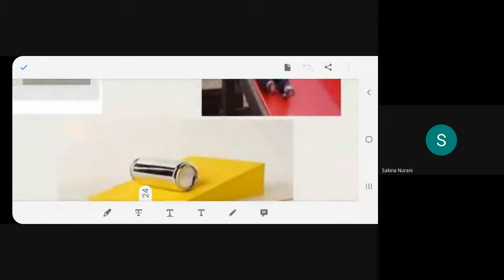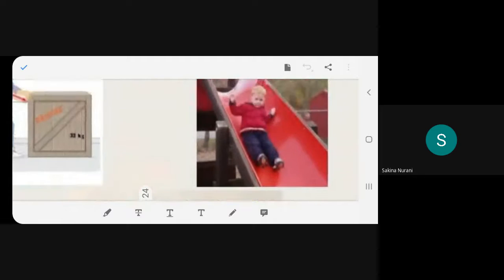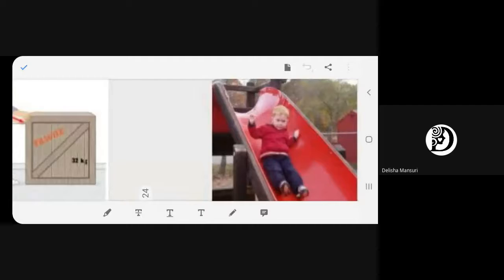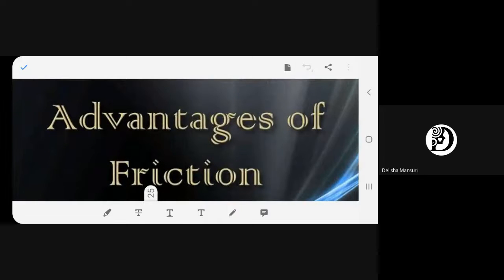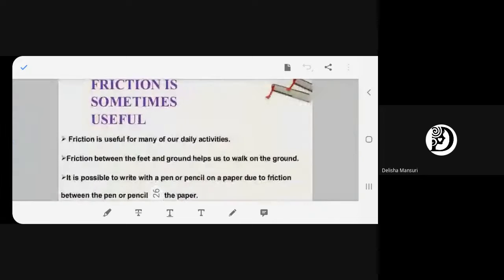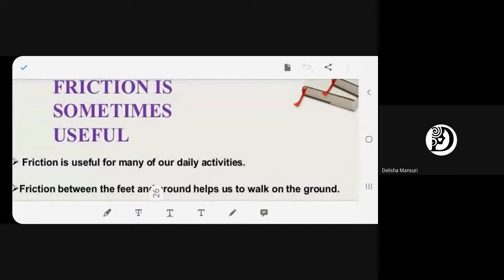Finish the slide, perhaps. Yes. Have you finished with the slide, Buddha? Yes, ma'am. Finished. You have finished with this. I'm going to start with advantages of friction. Please start. Yes, let's start. Please start reading, Buddha.